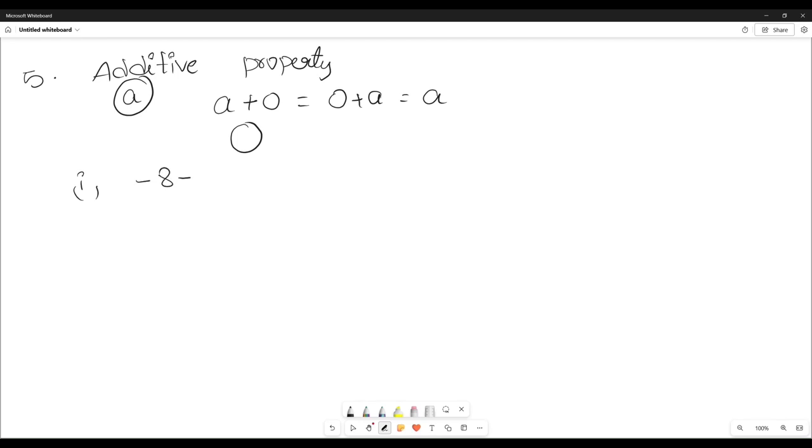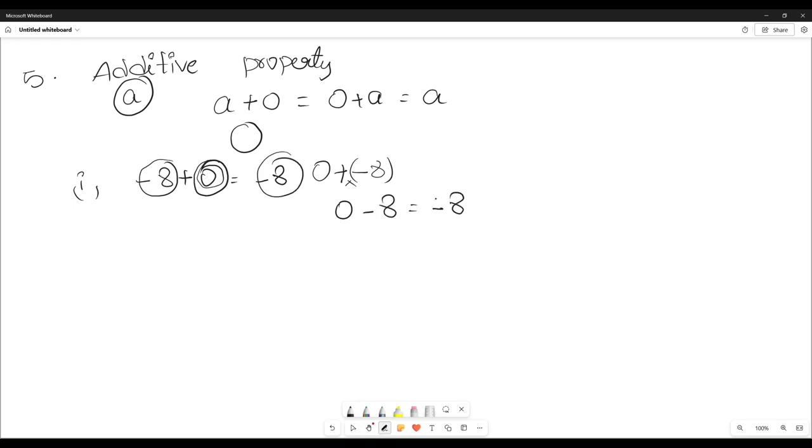-8 + 0. What we get? -8. Because for any number, it may be lakhs, crores, anything, we have added a 0. It doesn't change anything to this number, so we get the same number. If you reverse it also, 0 + -8 gives plus into minus, minus. So 0 - 8 we get -8. There is no change when we add any number to the 0. I think everyone understood about these properties.